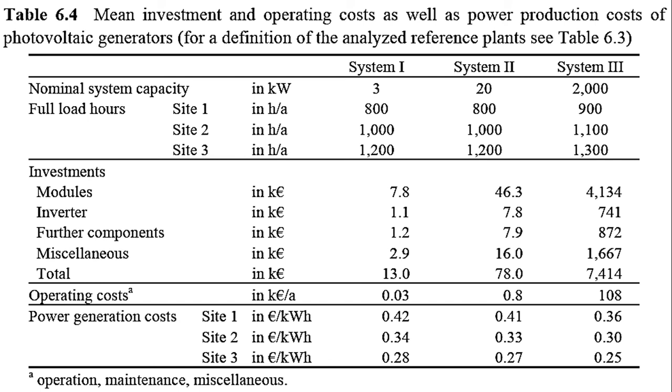The power production cost by means of the annuity method, electricity generation cost, can be calculated on the basis of the overall investment and annual operating cost. For this purpose, a real interest rate of 4.5% and depreciation period over a technical lifetime of 30 years is assumed.